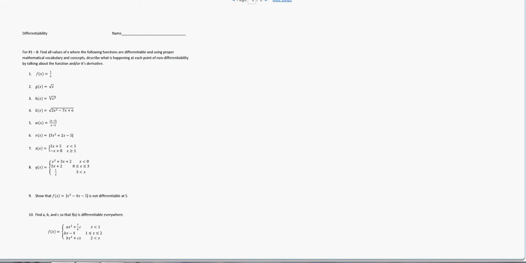These other ones are very similar. Ooh, 10. I'm going to skip over 9. For 9, you got to break this thing apart into its piecewise functions and just show that the left-hand derivative at 5 is not the same thing as the right-hand derivative at 5.